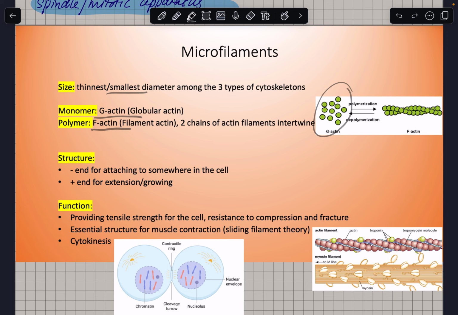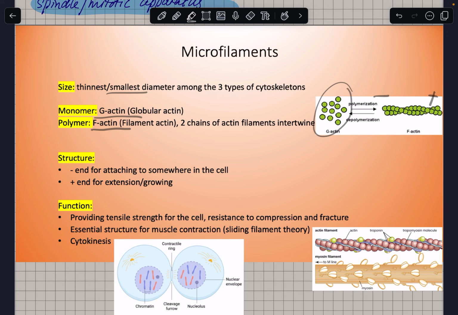All right. So the structure of this F-actin is that it has a positive side and a negative side, or plus side and minus side. The positive side is where the extension of the G-actin happens, where you polymerize and make it longer. When the plus side is doing the extension job, the negative side is usually where it attaches to the cell like an anchor so that the positive side can do its thing. And if you want to depolymerize the microfilament, it also happens at the negative side.